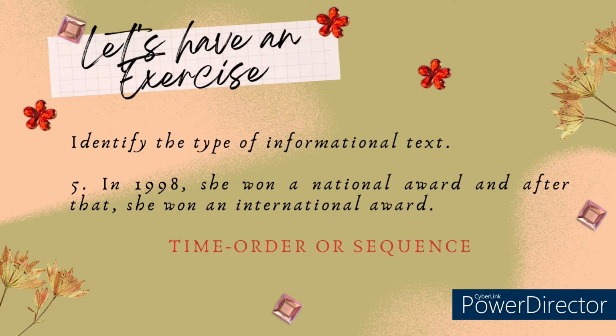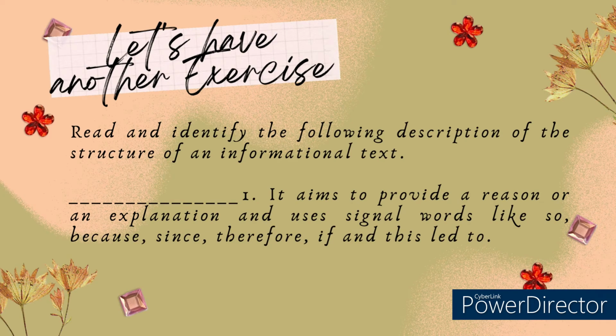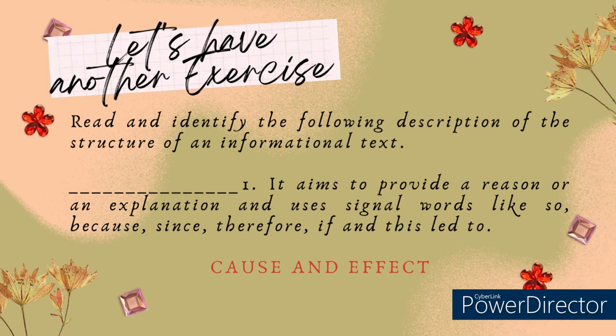Who got 5? Good job! Let's have another exercise. Read and identify the following description of the structure of an informational text. Get your pen and paper to answer the following. Number 1. It aims to provide a reason or an explanation, and it uses signal words like so, because, since, therefore, if, and this led to. The correct answer is cause and effect.